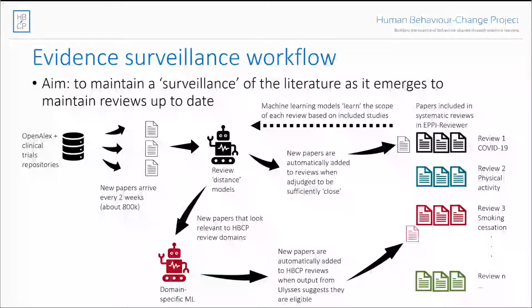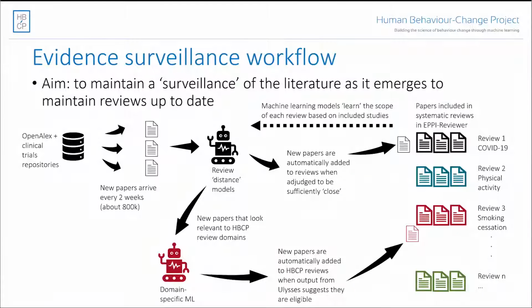But essentially, we can almost now keep a day-by-day account and a surveillance of the research as it is published in that data set. And as we've got on the slide there, around 800,000 it seems arrive every couple of weeks, sometimes more, sometimes less, but that's an awful lot of research to keep on top of.